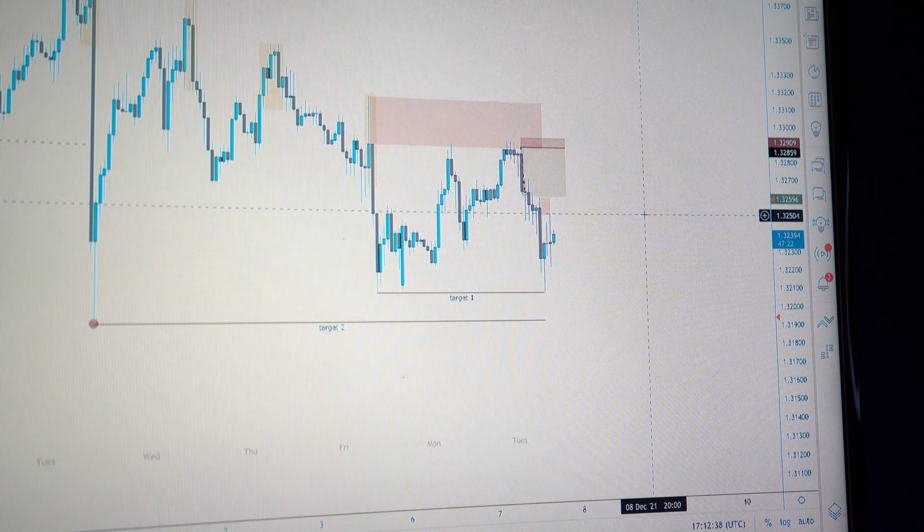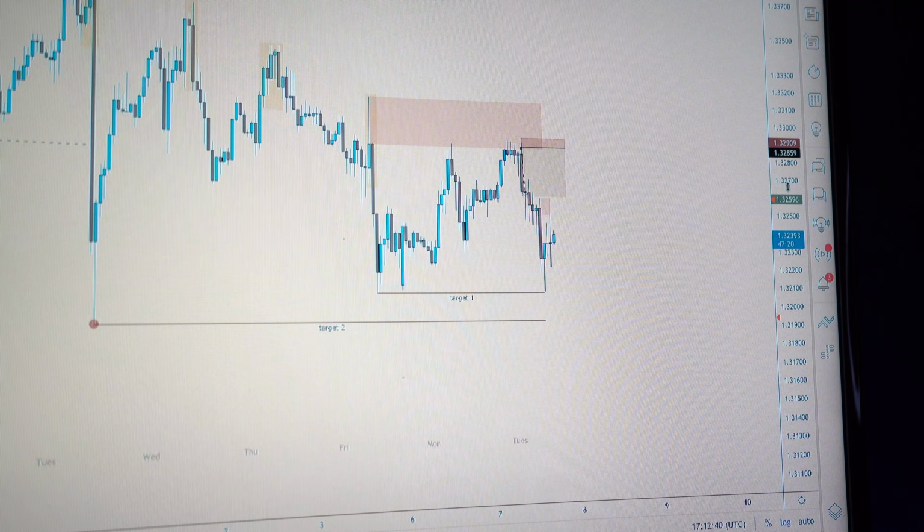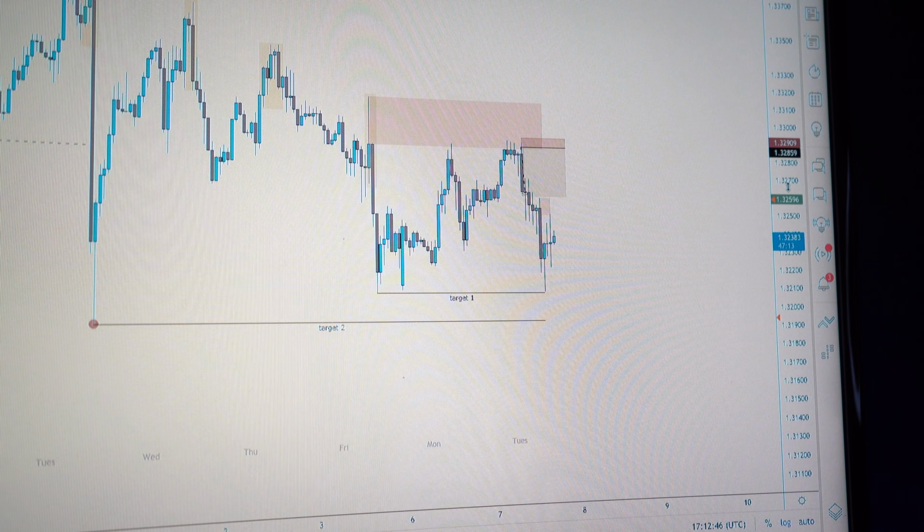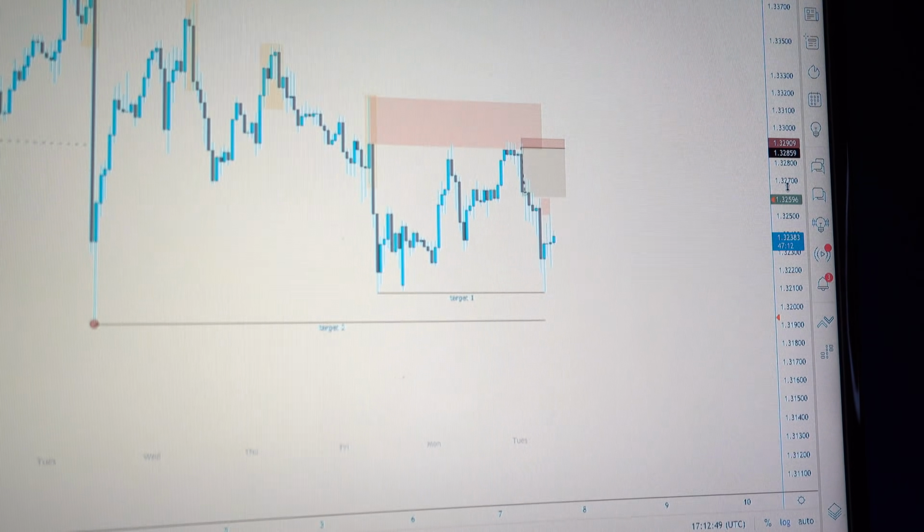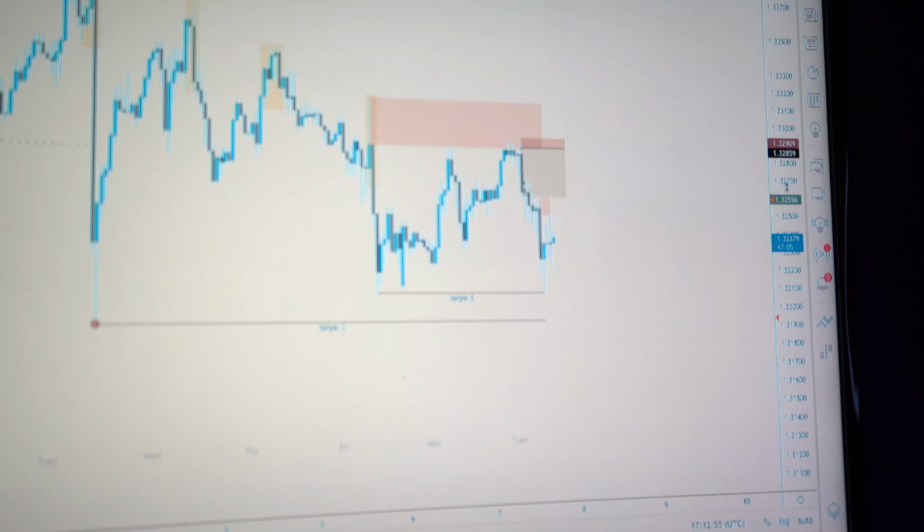I stuck to my plan, stuck to everything I know, and that's the main aim of the game. It's not so much the outcome of the trade, it's more so the process, and the outcome will figure itself out over time, especially as you take more and more trades, as you become more disciplined and just take the trades and allow that edge, allow that sequence of wins to losses to play out.